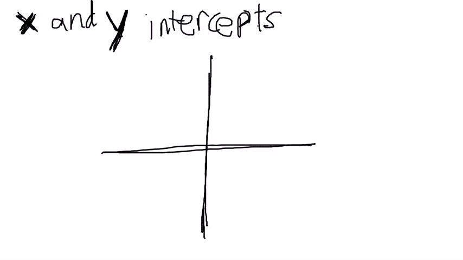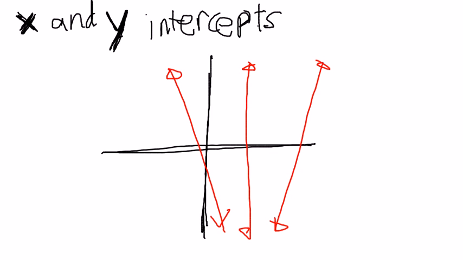Now, I'm going to draw a bunch of different lines. Okay, and if I had to ask you where the X-intercept of each line was, well, let's go back to the definition. Where does the line cross the X-axis? Crosses it here, here, here, and here. Okay, so we know that these points in green are the X-intercepts.